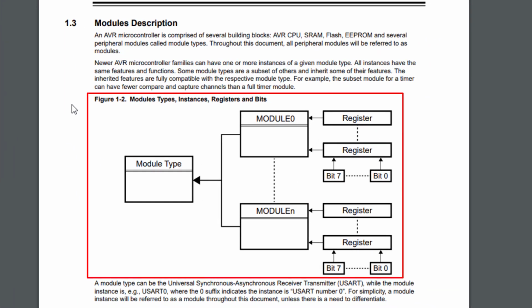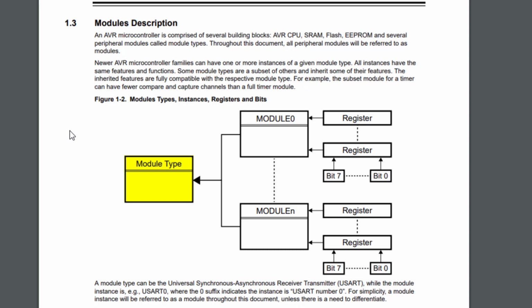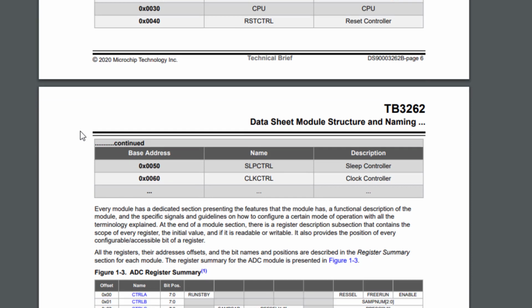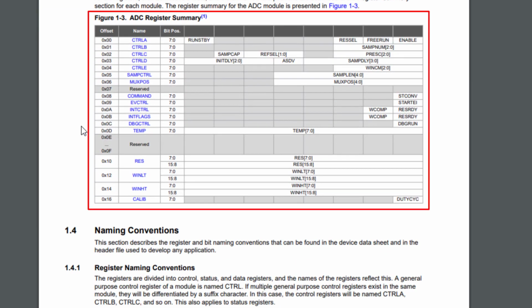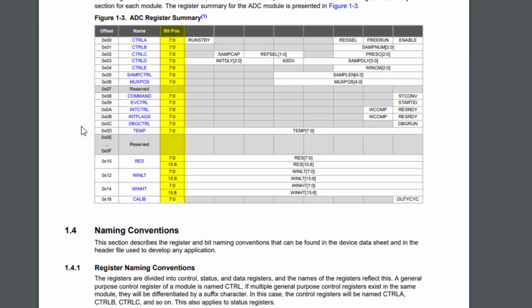Looking at figure 1.2, it shows us that a module is broken down into submodules, which are numerically ordered starting at 0 and going up to the number of modules minus 1, since we started counting from 0. Each submodule is then broken down into registers, and then each register consists of 8 bits, numbered from 0 to 7. Then in figure 1-3, it gives an example of the ADC register summary, which has the names of the registers, the number of bits in that register, and the bit position names.